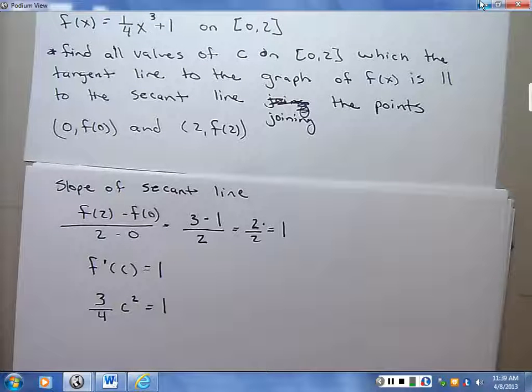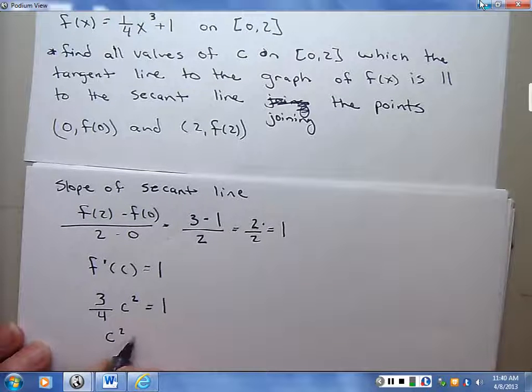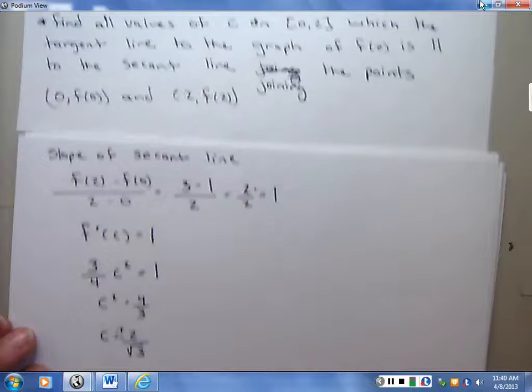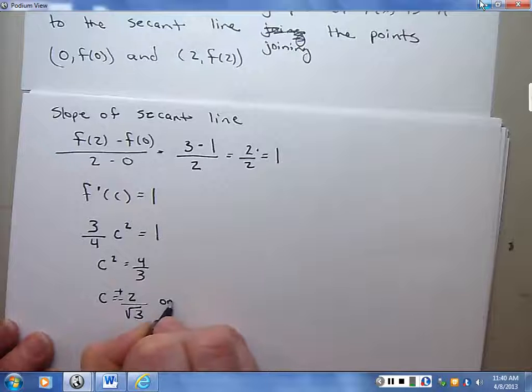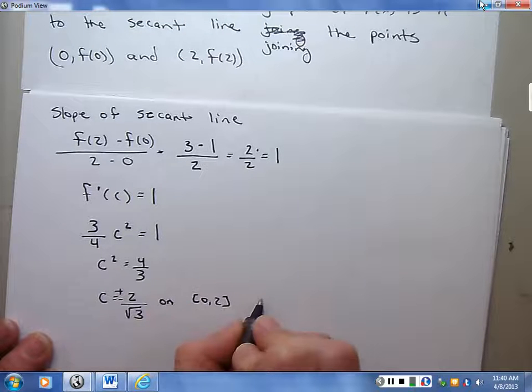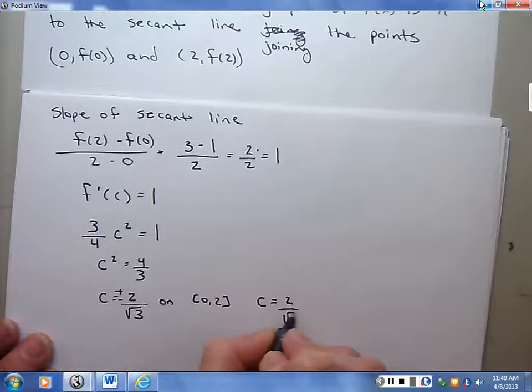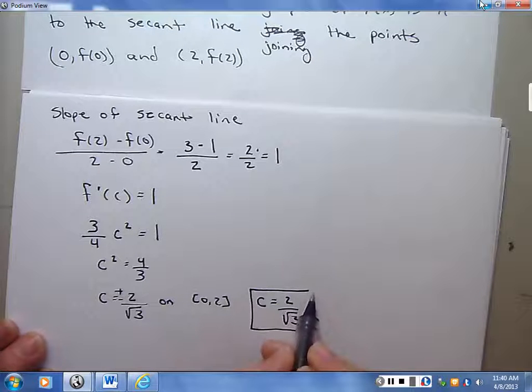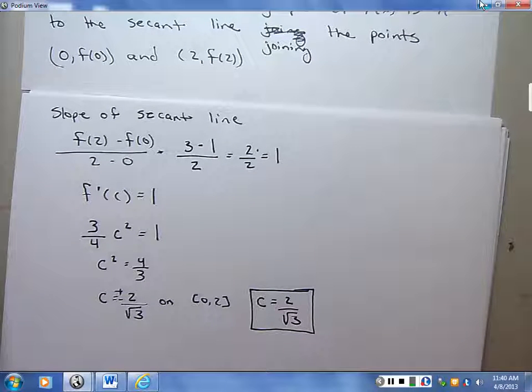So I know that that c is in between a and b. So here, when does c squared equal 4 over 3? When c is 2 over the square root of 3, plus and minus, right? But it turns out I'm looking on the interval 0 to 2, so here c would be 2 over square root of 3. So when c is 2 over square root of 3, then the derivative has a slope of 1. Does that make sense?